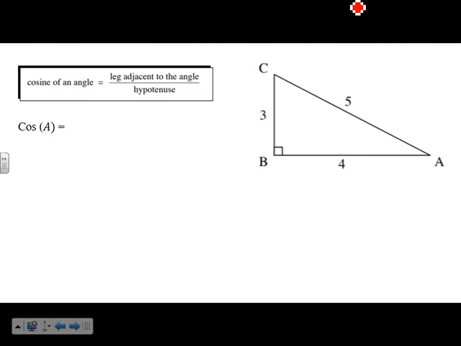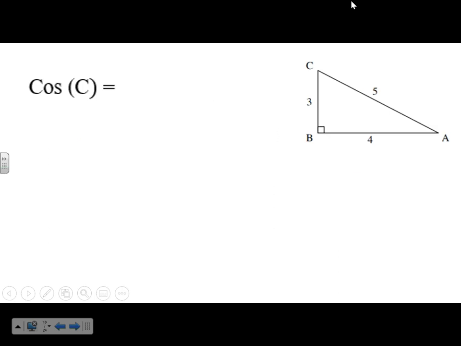Cosine. So SOHCAHTOA is CAH, so it's adjacent over hypotenuse. So again, we're talking about the cosine of angle A. So this is the adjacent, this is the hypotenuse. So this one, the ratio is 4 over 5. And now angle C, now this one's the adjacent, this one's the hypotenuse. So we have 3 over 5. Again, reduce if you can.